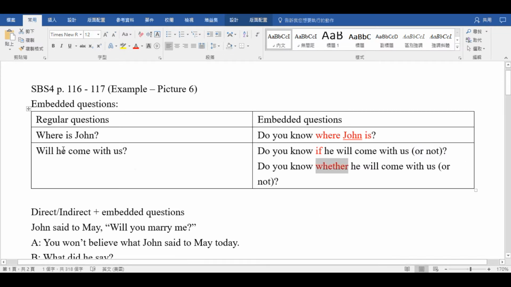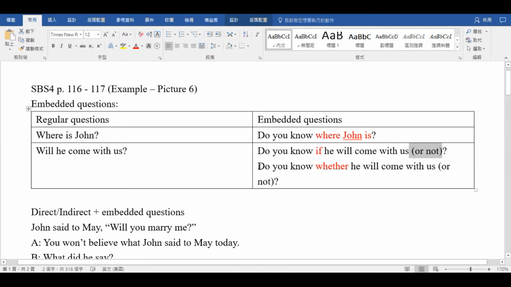As long as it is a yes/no question like this one over here, you use if or whether, these two words, as bridging words in between the two parts of the sentence. So, do you know if, again, we have to make sure that the subject is before a verb, like a normal sentence. So, will he becomes he will come with us or not. This part is up to you. You can choose to write them down or just neglect them.